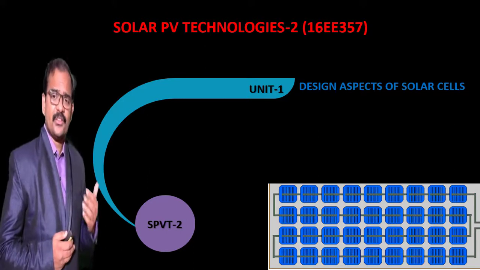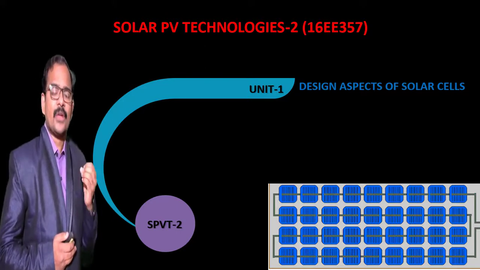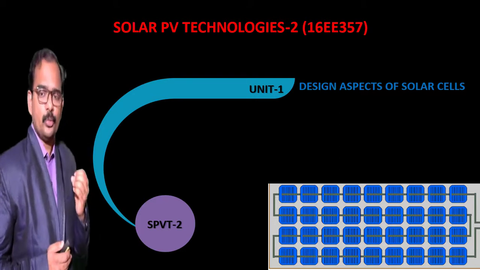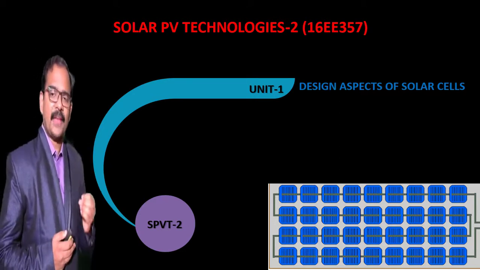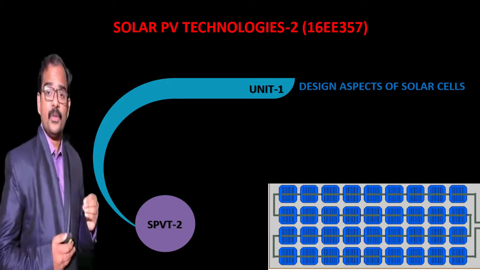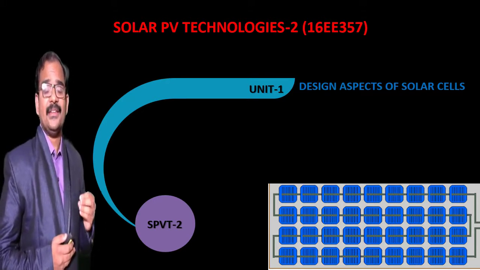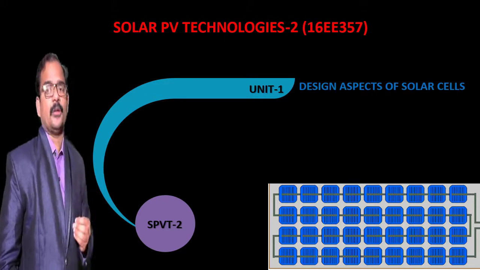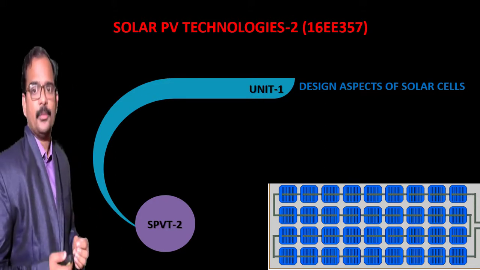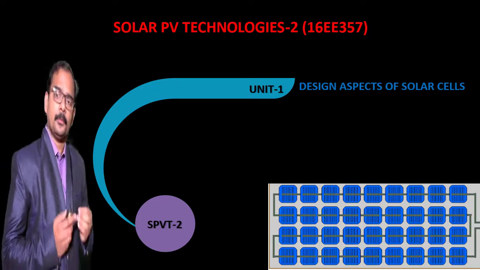Then we have discussed the design aspects of solar cells to improve the open circuit voltage. There we have seen back surface fields and surface passivation techniques. And to improve the fill factor, the design aspect is to reduce the shunt resistance as low as possible. Ideally 0, which is not possible, so we need to keep it as minimum as possible.